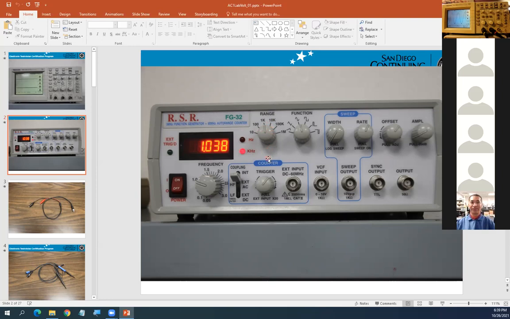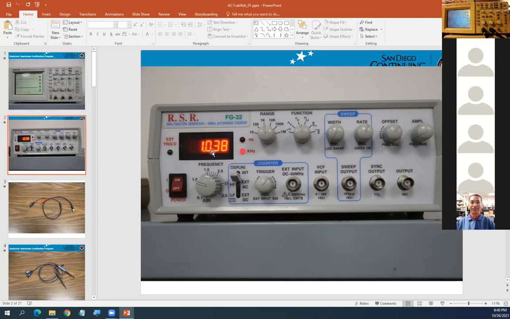Okay. And when you get the signal at 1 kilohertz, if it's not right, you have to adjust that one to get the right 1 kilohertz. However, don't trust this number. Okay? What do we trust? The oscilloscope. Exactly.